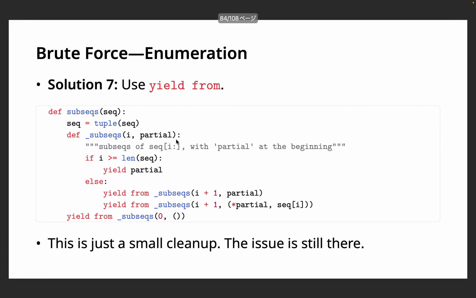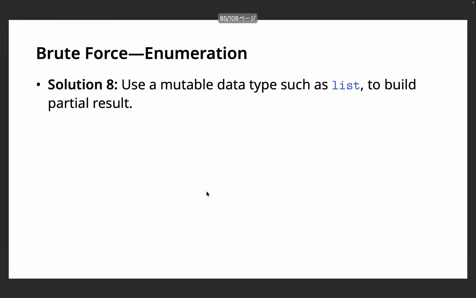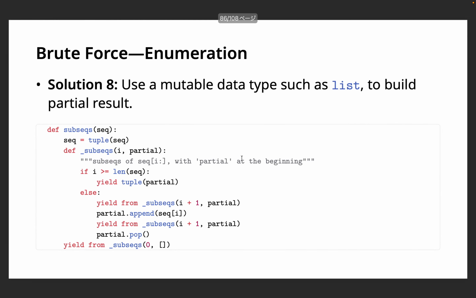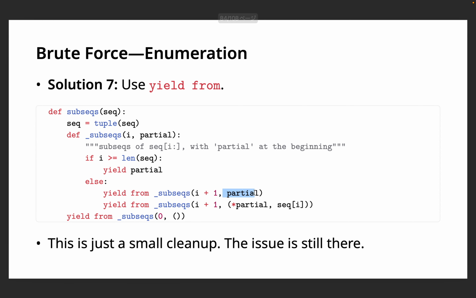Okay, so the reason we turned this into a cumulative recursion, the reason why we have this partial thing over here, is because of what we're about to do. So if we now use a list instead of a tuple, since this is mutable, we can make this part and this part work on the same list over here.